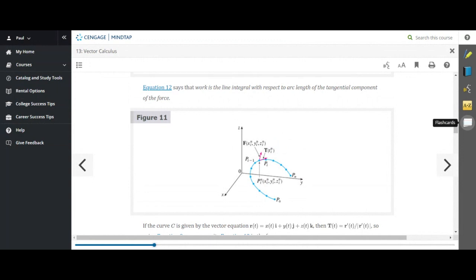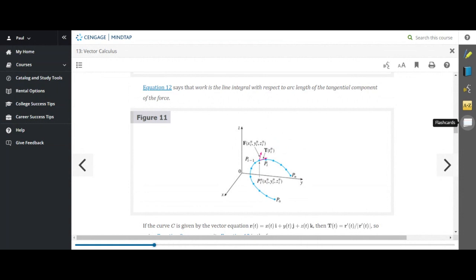So at every point along the space curve, the vector field, let's say, helps the particle move along the space curve. It can hinder it too, but for now let's assume that it helps. Look at the point P sub I minus 1 and the point P sub I in figure 11. There's a piece of arc length there. What we want to figure out is the work that the force field does in moving the particle along that little subarc from P sub I minus 1 to P sub I.